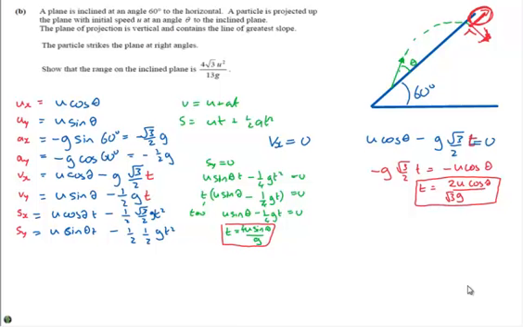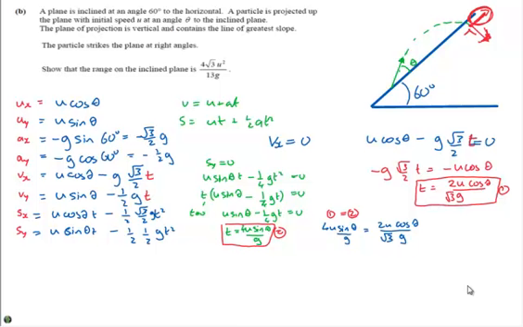Now I'm going to call this one number 1, this one number 2. Those two times are the same, so we can let them equal. So if we let 1 equal to 2, we'll see what happens. Do it in blue. So we have 4u sine theta over g is equal to 2u cos theta over root 3g.